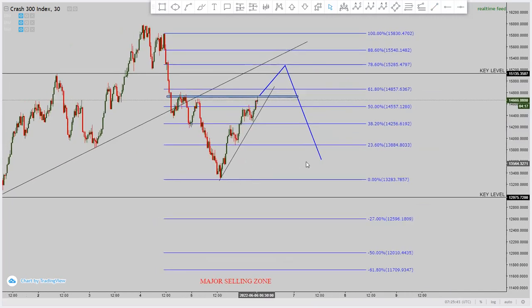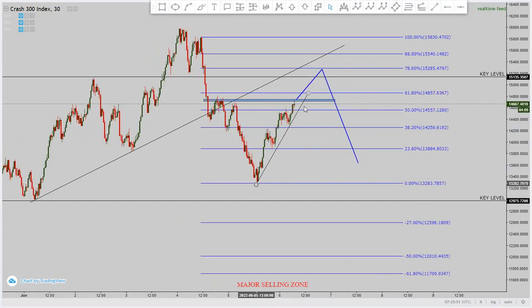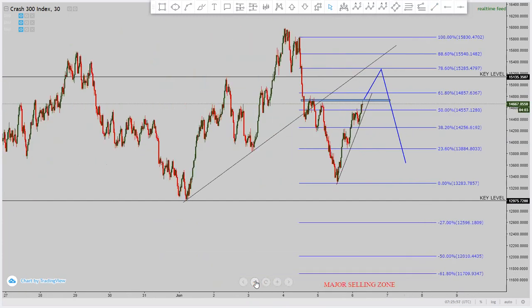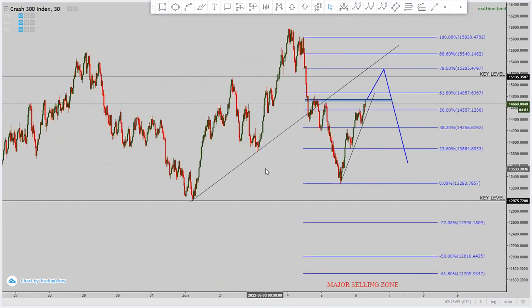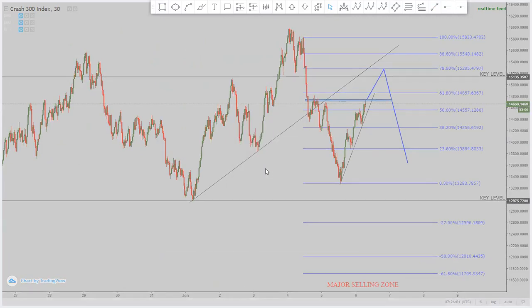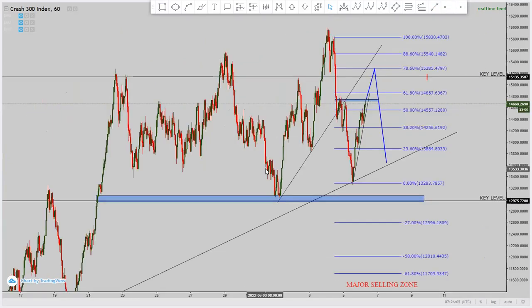So the break of this trend line touch there can also give you some entry points for the sells. So it's also a key trend line touch. Once you break out, you can actually also sell based on that as well. So that is the current lookout, guys, for our Crash 300.